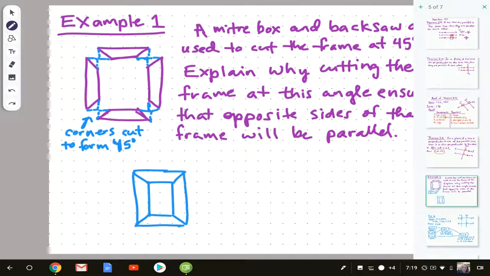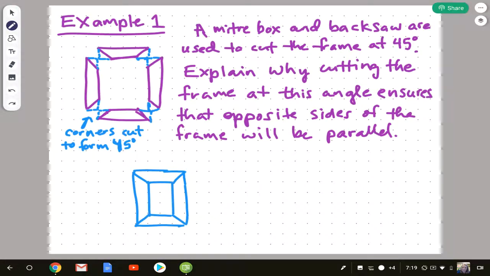So let's see how we might use some of these theorems. Here I have, from example 1, a miter box and a back saw are used to cut the frame for a painting at 45-degree angles. Explain why cutting the frame at this angle ensures that opposite sides of the frame will be parallel.